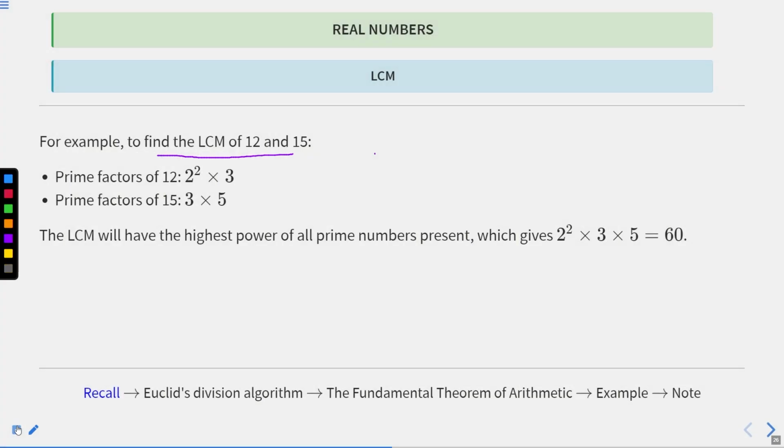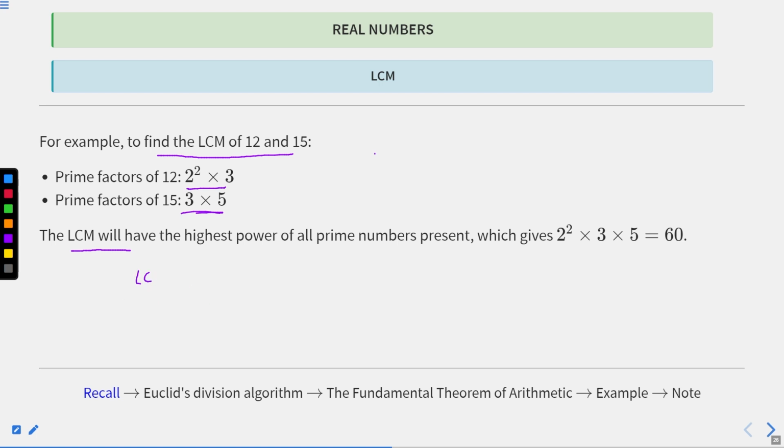Now if we use the factorization method for finding the LCM of 12 and 15, first we have to factorize 12. The factorization of 12 is 2 square into 3. The prime factors of 15 are 3 into 5. The LCM will have the highest power of each prime number present, which gives us 2 square into 3 into 5, and this is equal to 60.